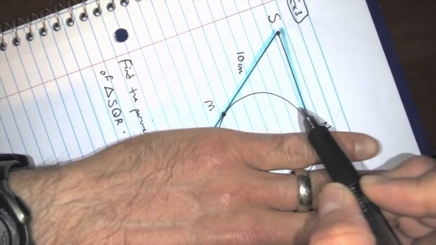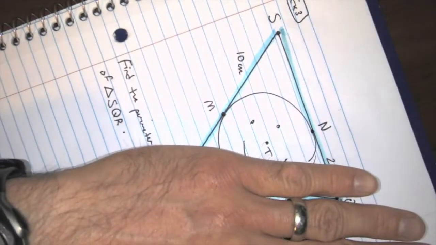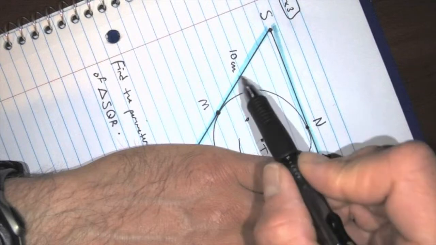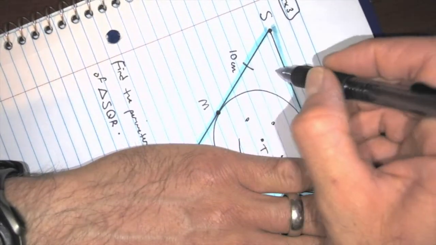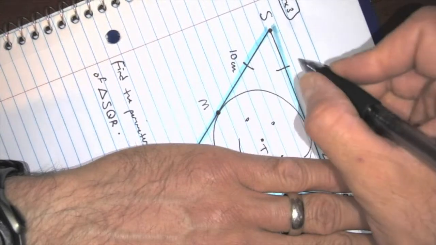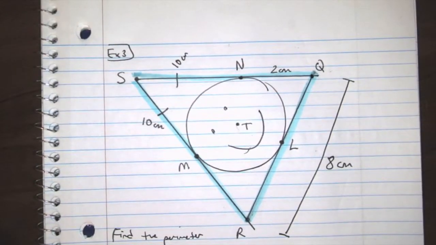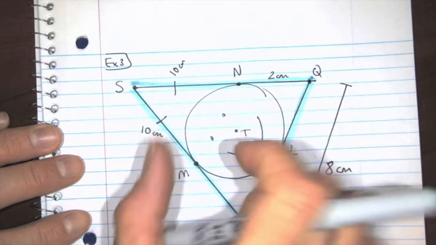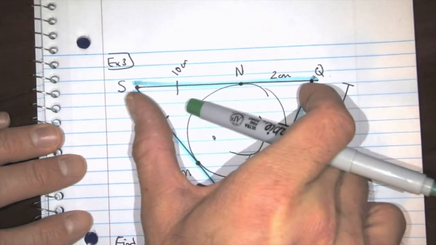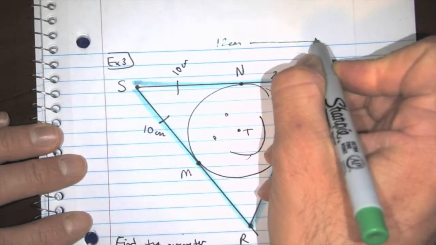You see the hat sitting on this person's head? Party hat theorem says if these two lines are tangent to the circle, which they appear to be, they have to be the same. If that's 10 centimeters, that's 10 centimeters. We got something. I know from S to Q, because if that's 10 and that's 2, that whole distance has to be 12. So this is 12 centimeters.